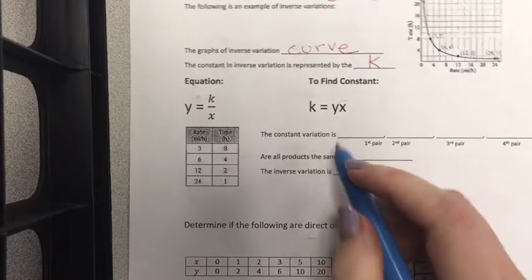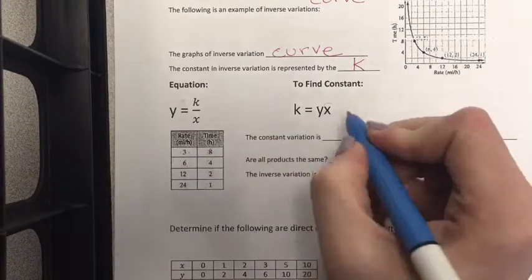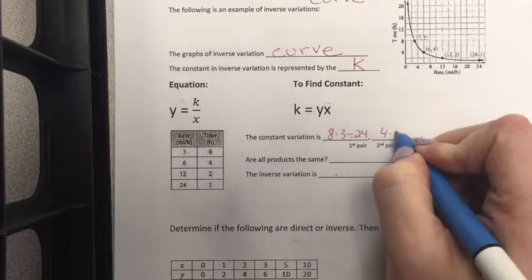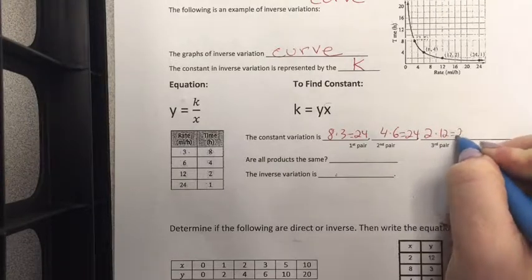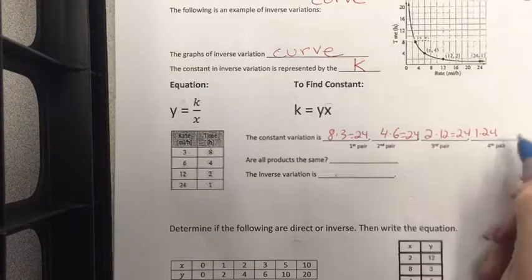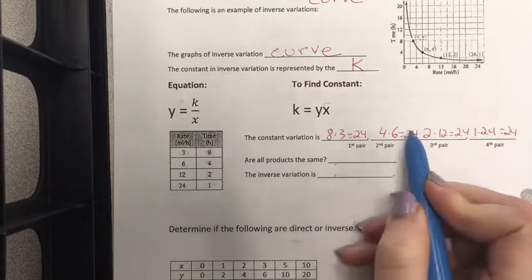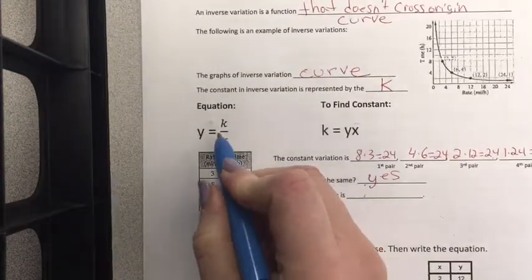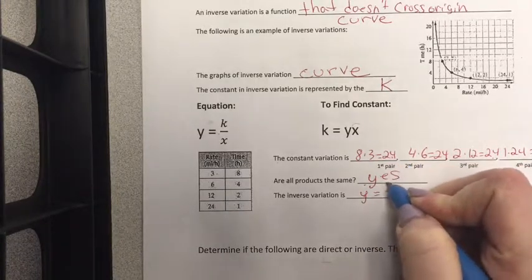So now we're going to decide, is this an inverse? And then if so, we're going to write the equation. So we need to multiply, so we're going to do 8 times 3, which is 24, 4 times 6, which is 24, 2 times 12, which is 24, and 1 times 24, which is 24. So it asks, are all the products the same? 24, 24, 24, 24. Yes. So then my inverse variation, go back to my equation, y equals the number over x, and our number was 24.